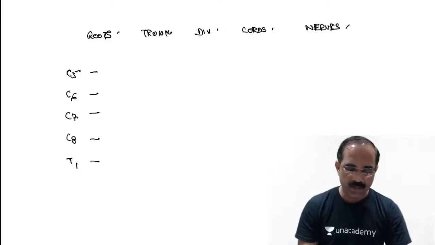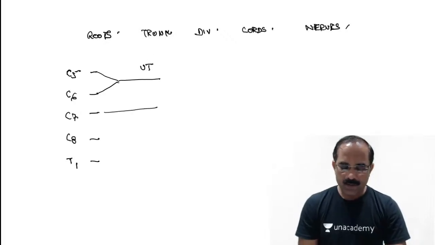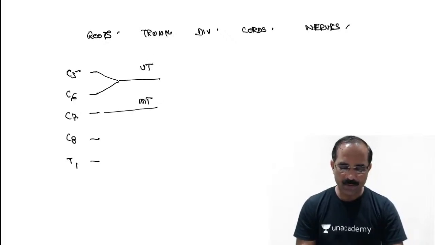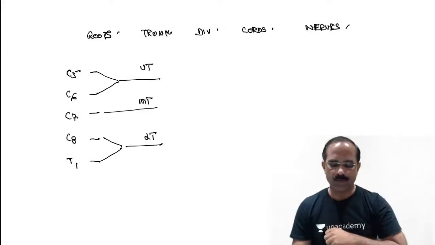So we'll start. C5, C6 roots join to form what? Upper trunk. C7 continues as what? Middle trunk. And C8 and T1 join to form what? Lower trunk. So upper trunk, middle trunk and lower trunk.